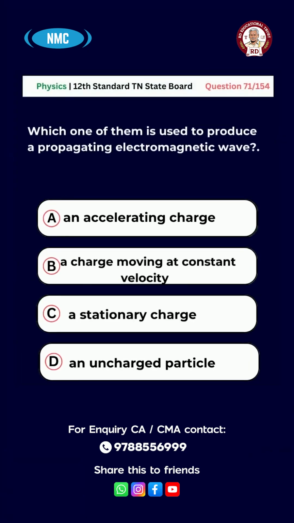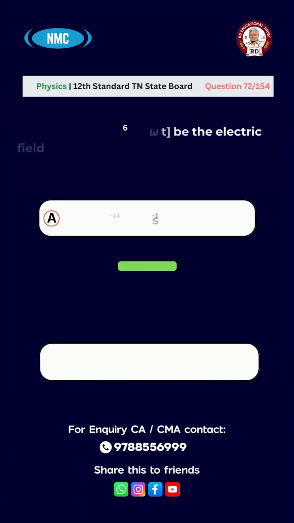Question number 71. Which one of them is used to produce a propagating electromagnetic wave? Option A, an accelerating charge, B, a charge moving at constant velocity, C, a stationary charge, D, an uncharged particle. The right answer is option A, an accelerating charge.